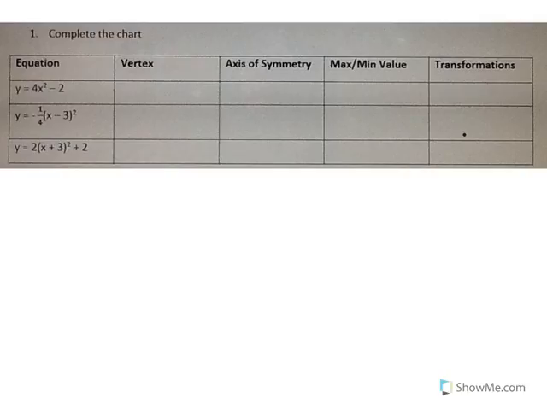We're going to talk about completing this chart with equations in vertex form. So we'll start with the first equation, y equals 4x squared minus 2. It's already in vertex form, so we want to find the vertex for the first part. Because it's x squared minus 2, there's a 0 beside the x. So our vertex, easy one, is 0 and negative 2.